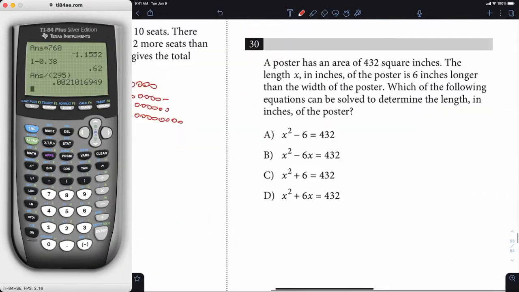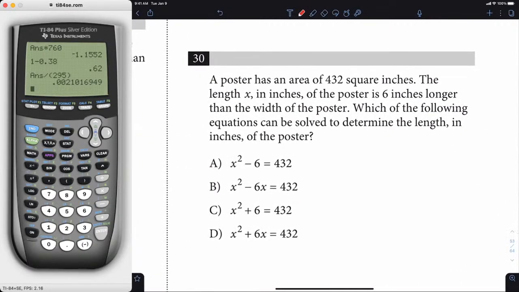Answer C. A poster has an area of 432 square inches. The length x in inches of the poster is 6 inches longer than the width of the poster. Which of the following equations can be solved to determine the length in inches of the poster? Alright. Dang, this is kind of weird, but let's see. Let's draw a poster here. Area of 432 square inches.